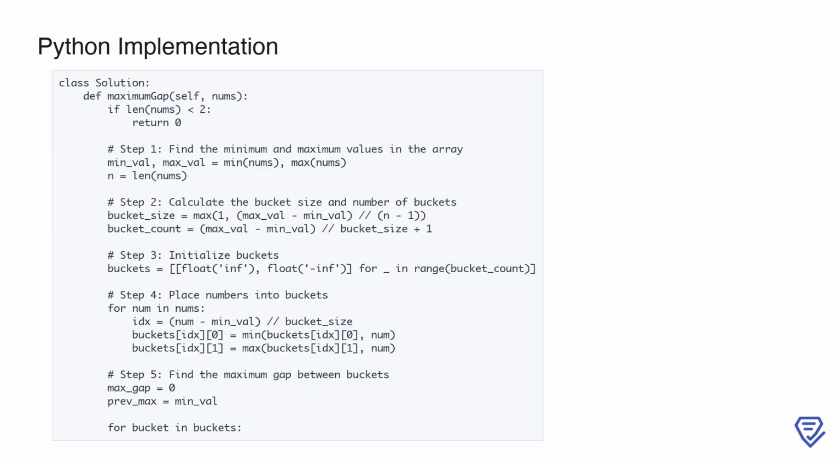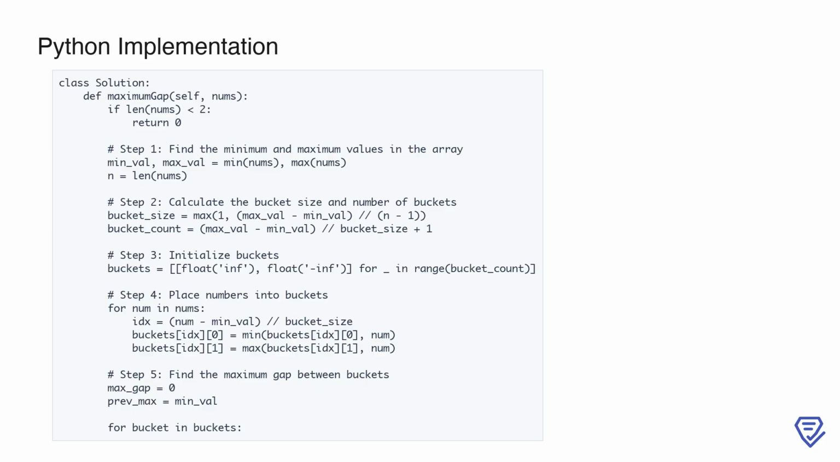We then calculate the bucket size, which is the maximum of 1 or the integer division of the range divided by the number of gaps, that is, n - 1. This ensures that the bucket size is at least 1. Based on this bucket size, we compute the total number of buckets needed, which is determined by dividing the range by the bucket size and adding 1.